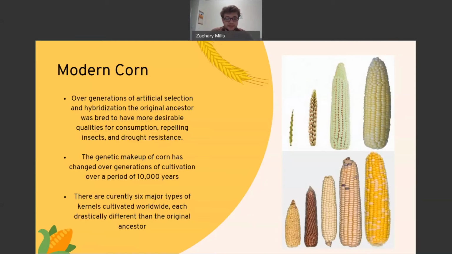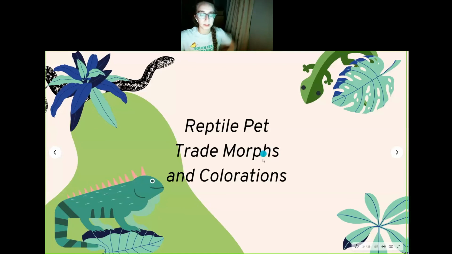Corn today has many desirable traits for consumption, repelling of insects, and drought resistance that wouldn't be possible without artificial selection. The genetic makeup of corn has changed drastically over a 10,000 year period due to human influence. Currently, there are 6 types of kernels worldwide, being flint, flour, dent, pop, sweet, and waxy corn, all thanks to artificial selection. And I'm going to be talking about reptile pet trade morphs and colorations.